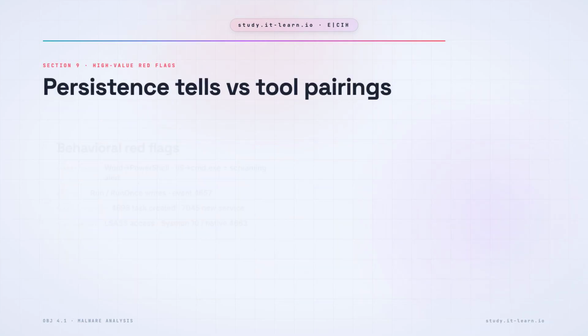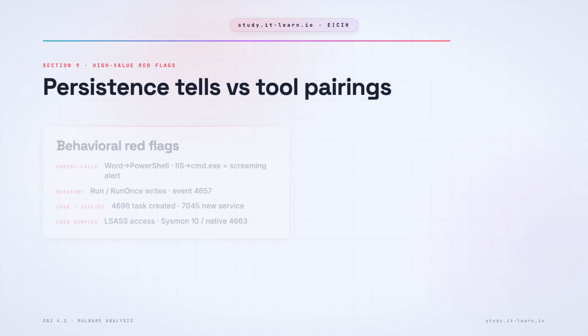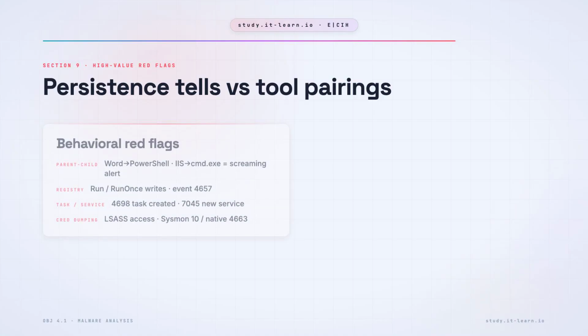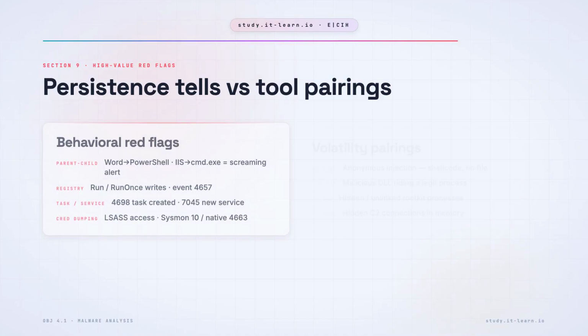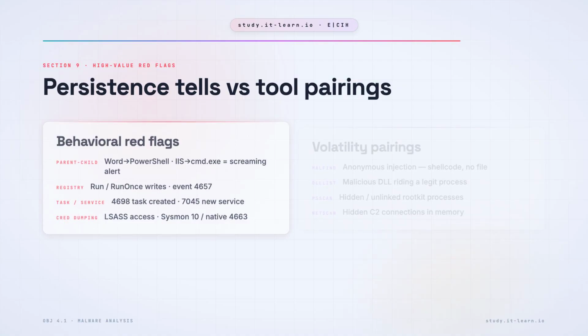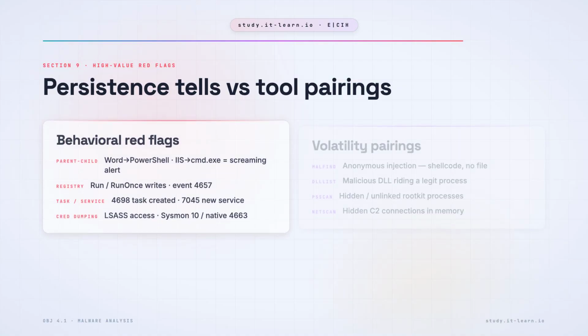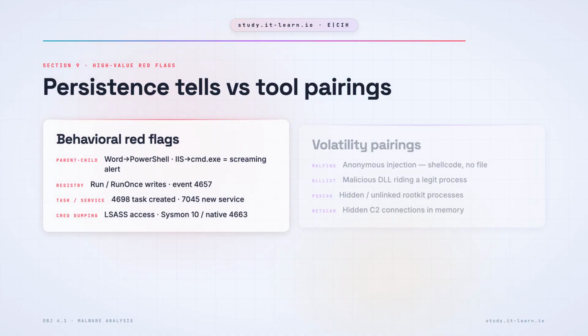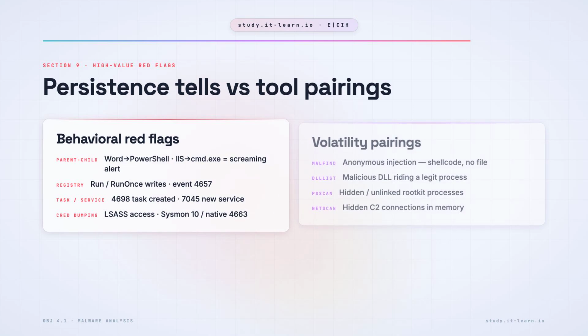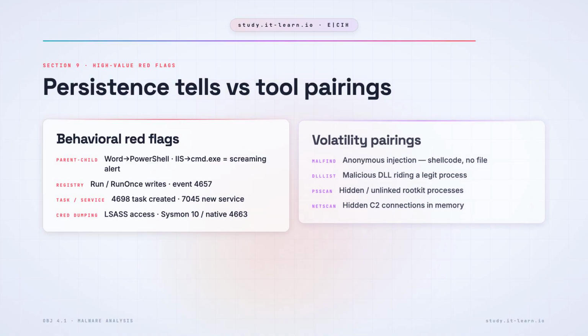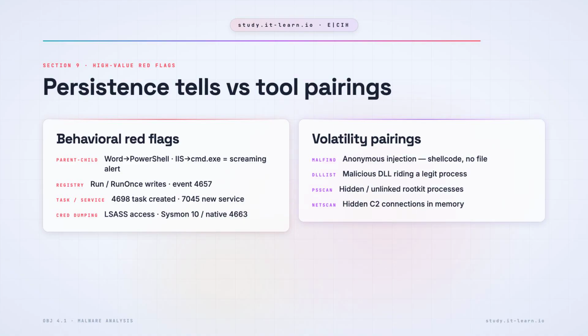Tie it together with the high-value behavioral red flags because the exam leans on these hard. A parent-child anomaly is gold. Word spawning PowerShell or IIS spawning cmd.exe is a screaming alert. Registry persistence means writes to Run and RunOnce keys, event 4657. Scheduled task creation is 4698. New service is 7045. Credential dumping is LSASS memory access: Sysmon event 10, native event 4663.